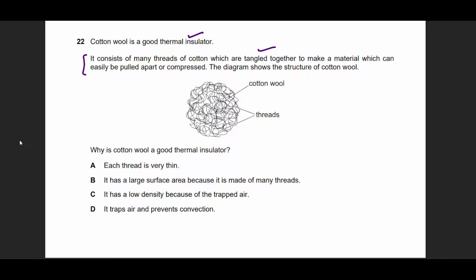Okay, why is the cotton wool a good thermal insulator? Because there are spaces between the threads which are filled with air, and air is a good thermal insulator, right? The thread is very thin, which doesn't have to do anything. Even if it were a thicker thread, it wouldn't change the outcome. It has a large surface area, again, no issues with that. Surface area is linked with evaporation. Just trying to confuse you with that. It has a low density because of trapped air. No. It traps air and prevents convection. This is the closest option, the closest answer that we can get in terms of the true answer. And that is what happens when you're wearing sweaters, jackets, thicker clothes. What are you trying to do?